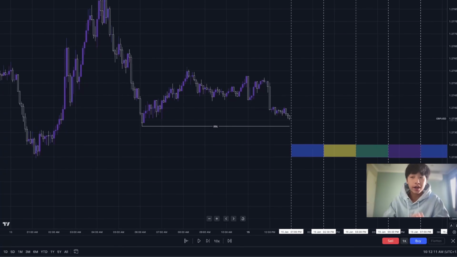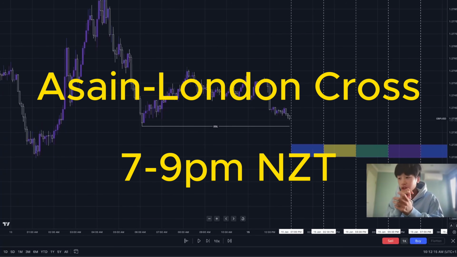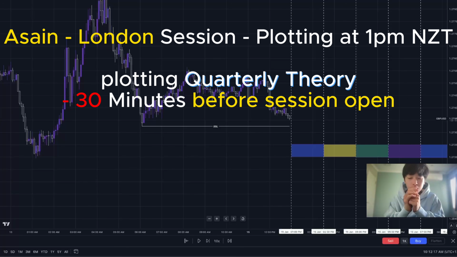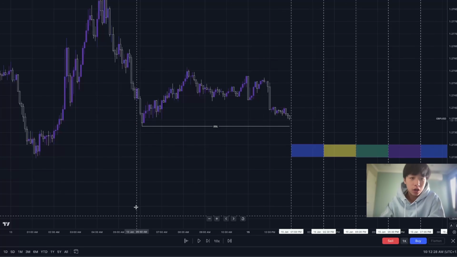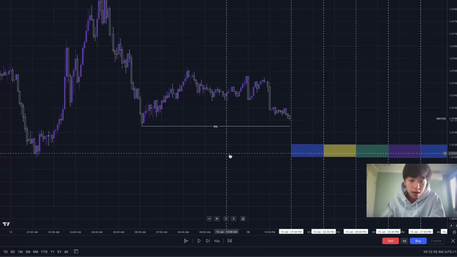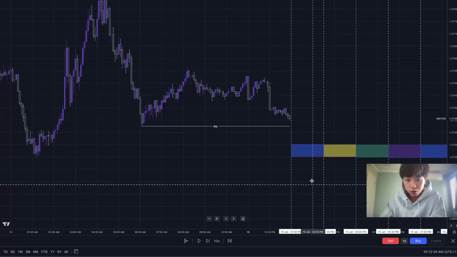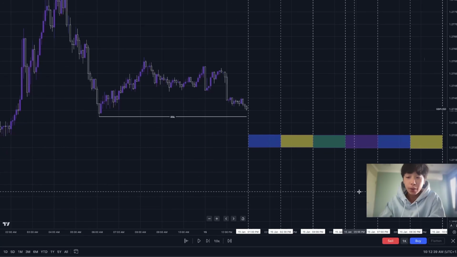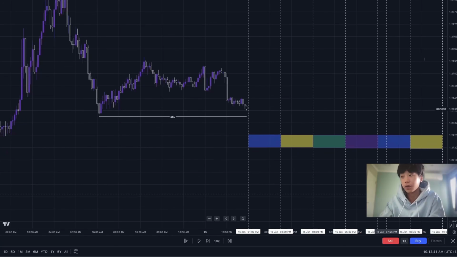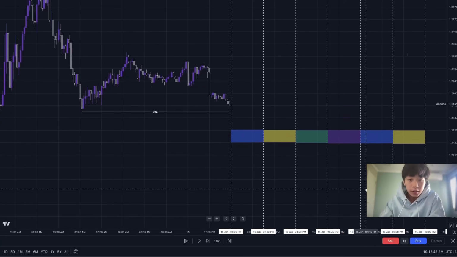Okay, whenever I trade Asian session mixing with London, so around 7 to 9 p.m. New Zealand time, I always look to draw my sessions after 1 p.m. I've just noticed if I start drawing my sessions 30 minutes earlier, it works out better. It might be because New York closes at 10 p.m. and we're just counting 2 sessions in between them. But yeah, I like to start counting my sessions at 1 p.m. if I'm trading London and Asian. But if I'm trading New York and London, I'll start counting my sessions from London Open.